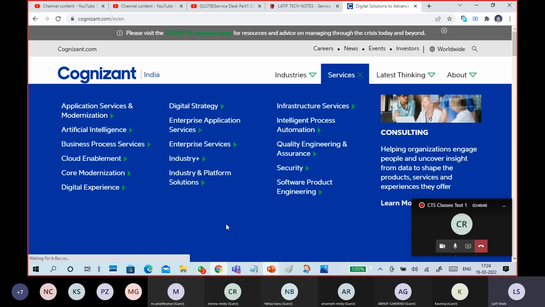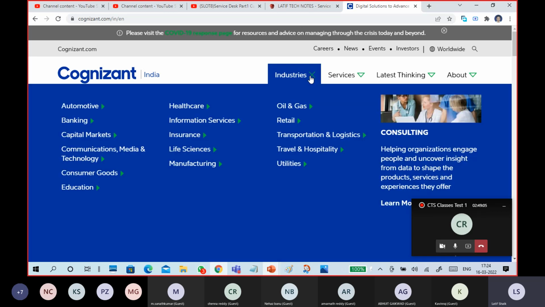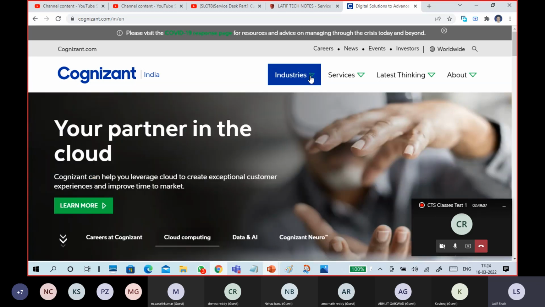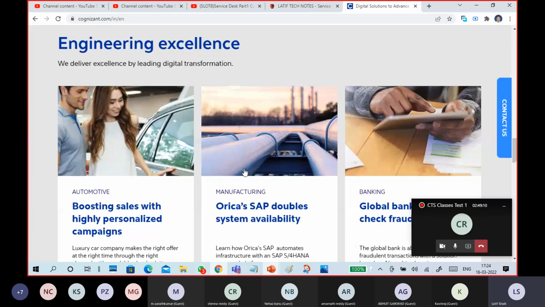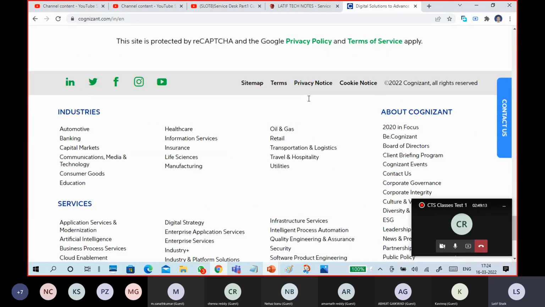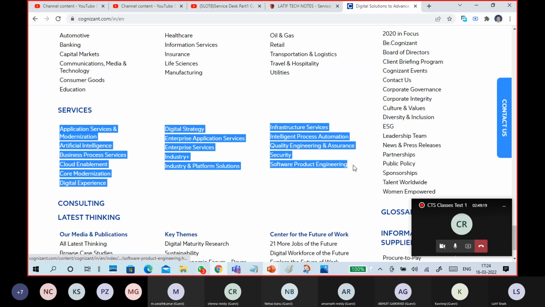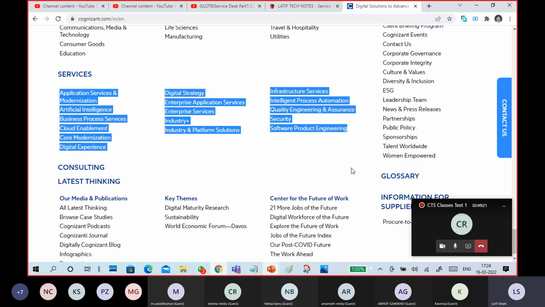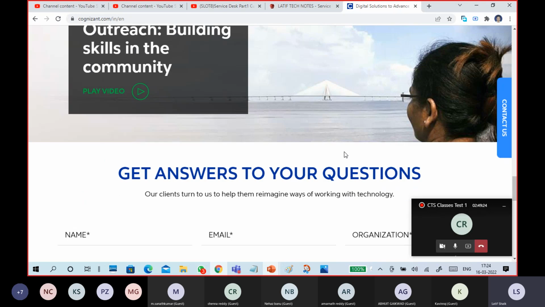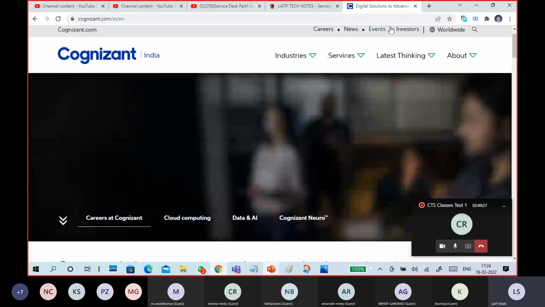Application services, artificial intelligence services, business process services, cloud enablement, core modernization, digital experience, digital strategy, enterprise services, intelligent process, quality, security, like that. Also industries, what kind of industries it is supporting. Same goes for other organizations also. Compulsory do it, guys. Then only you will get an idea of the company you are going to join, which company you are working for. You will get that company idea first of all.